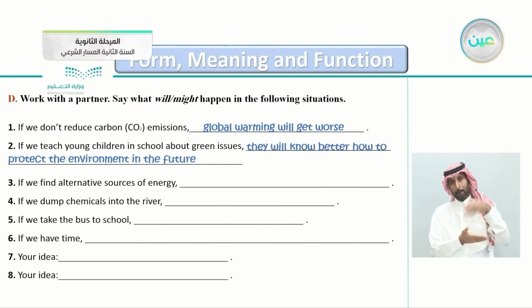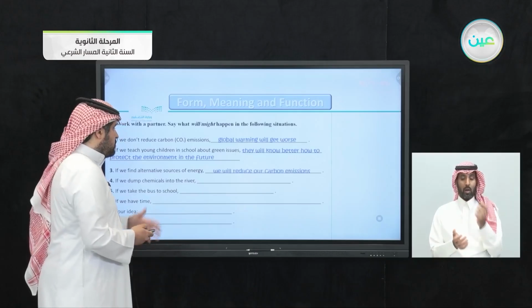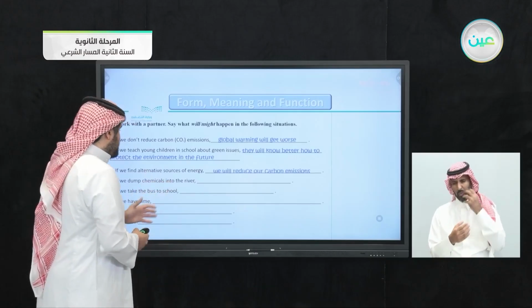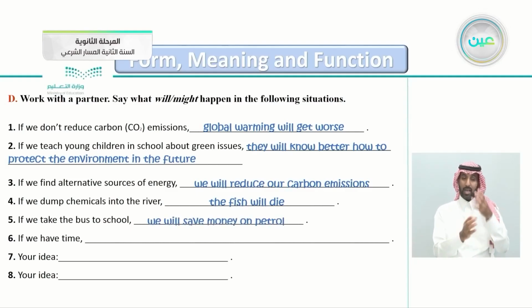Number 3, if we find alternative sources of energy, this is the if clause. What about the result clause? If we find alternative sources of energy, what will happen? I wrote, we will reduce our carbon emissions. If we dump chemicals into rivers, of course, bad things will happen. I wrote, the fish will die. This is a fact here. If we take the bus to school, so give me a result clause here. If we take the bus to school, we will save money on petrol.